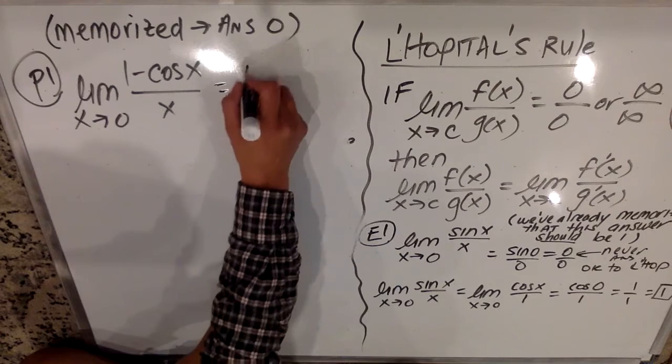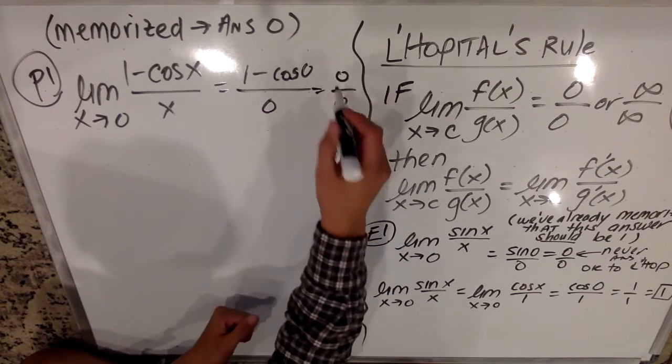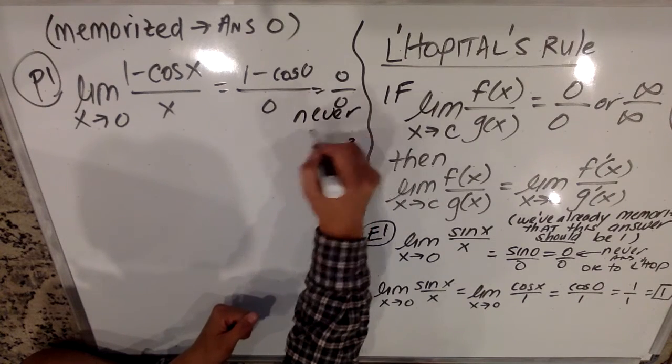So when I plug in, I get 1 minus cosine of 0, which is a 1, over a 0. So that's 0 over 0. This is never the answer, right? It's never the answer.